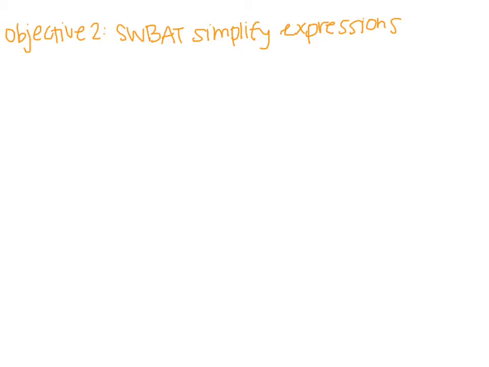For now, let's move on to our second objective, which is students will be able to simplify expressions. We did something pretty similar to this last week when we were doing order of operations, but now our expressions are going to look a little bit different. So let's take a look at our first example. 2 times 3 plus x times the quantity of 1 minus 4x plus 5.